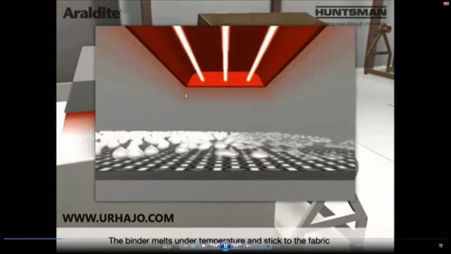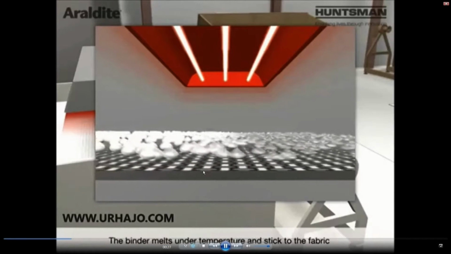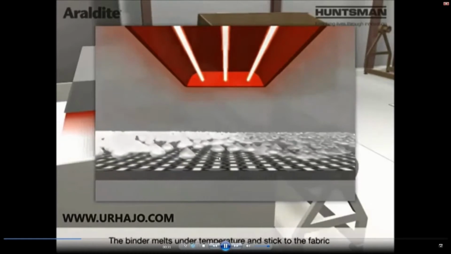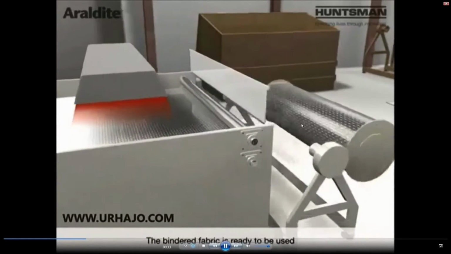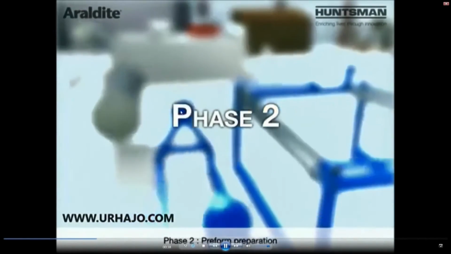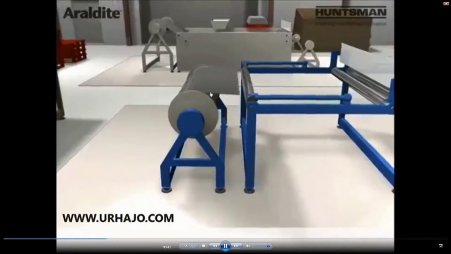Then we are supplying the heat. This is the heating arrangement, and this is the layer of fiber that is moving, and this is a binder being heated, and then we are collecting it in the form of a roll or preform. This is the preform, and here we will see preform fabrication.